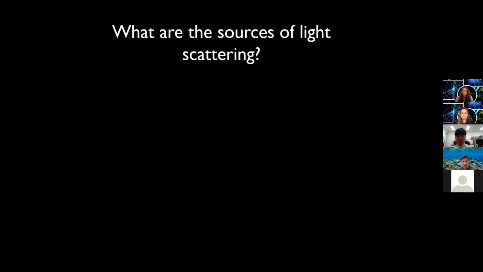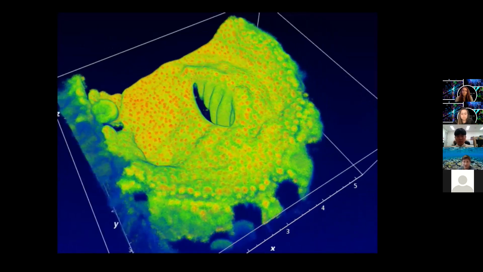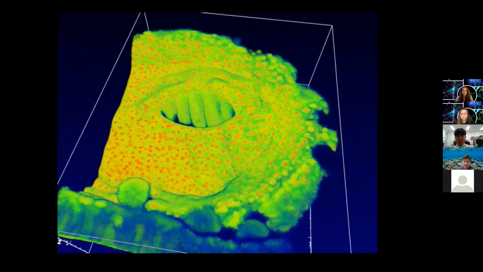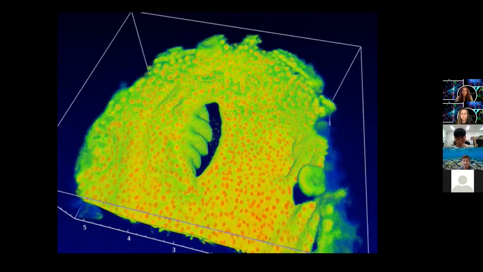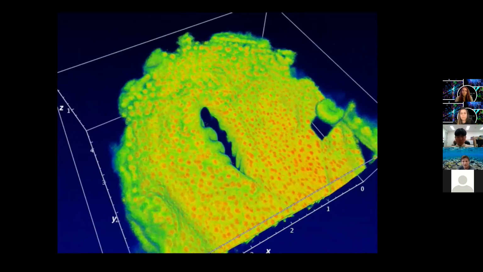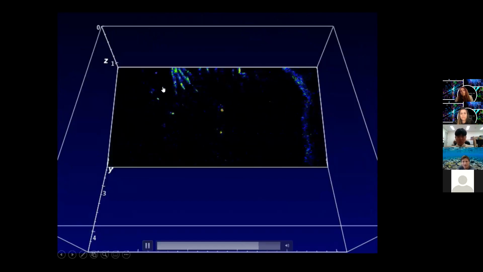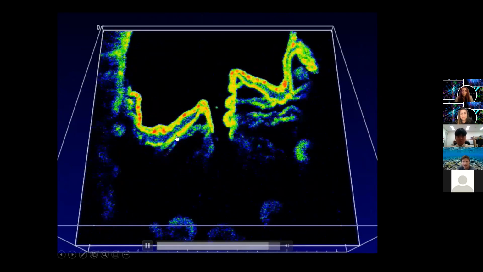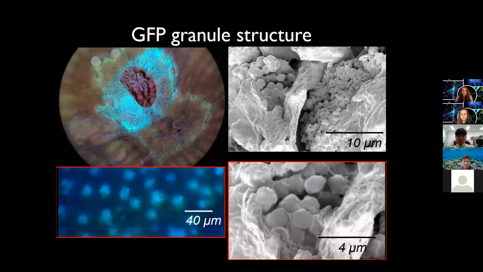Now, what are the sources of light scattering in coral tissue? One aspect that's rather interesting are these red dots here. That's one coral polyp, a couple of millimeters in size, and we look at this OCT scan. If you look right on the top, you have these red dots. These are green fluorescent protein-like pigment granules. These are high aggregations of GFP, and they strongly scatter light.